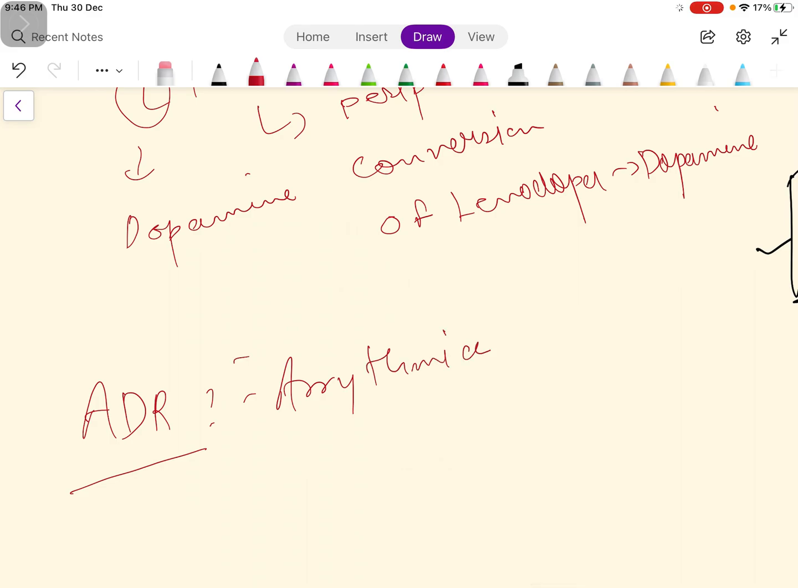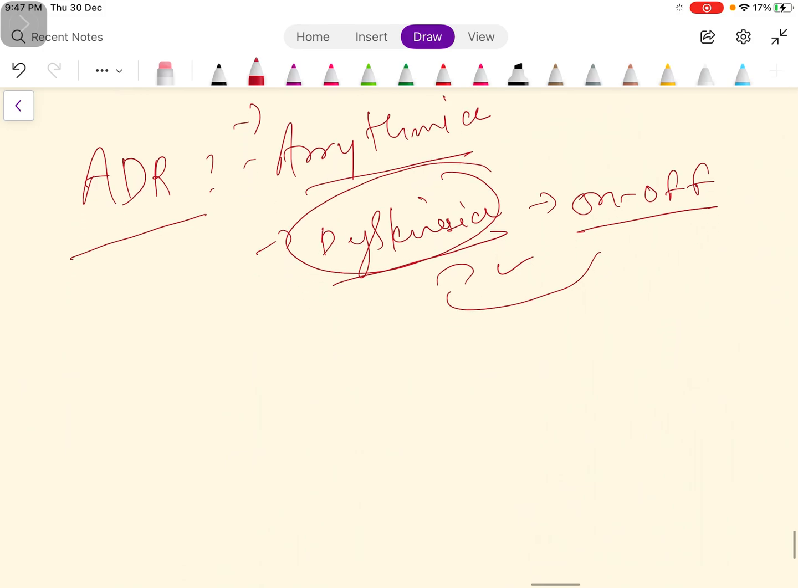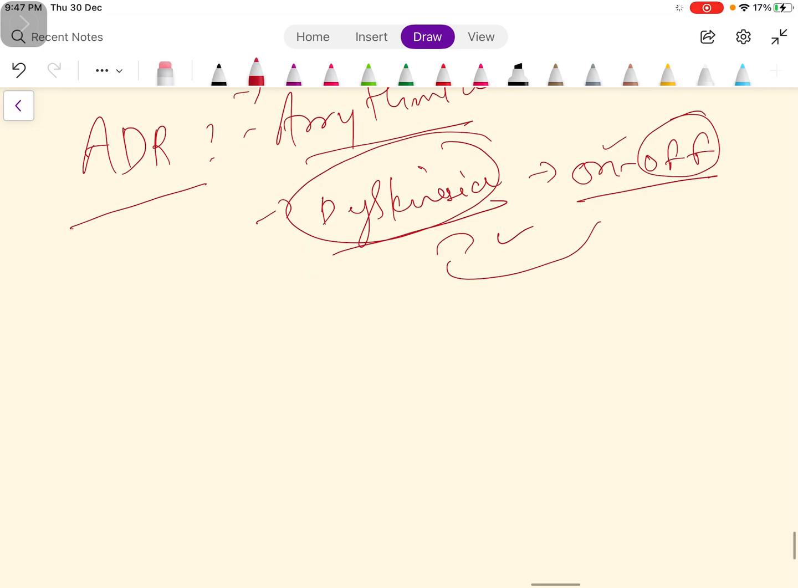One is arrhythmia and the other is dyskinesia. After long term use of this drug, there will be development of on and off phenomenon, and this leads to this dyskinesia. Okay, what is on and off phenomenon? On phenomenon is when the effect of the drug is on, and off phenomenon is when the effect of the drug is off. That means there is no effect of the drug.